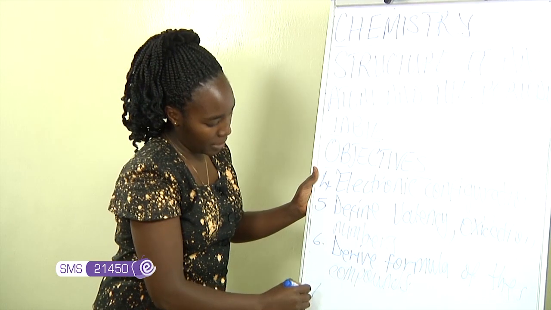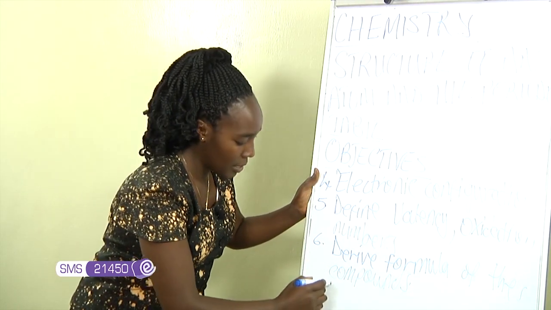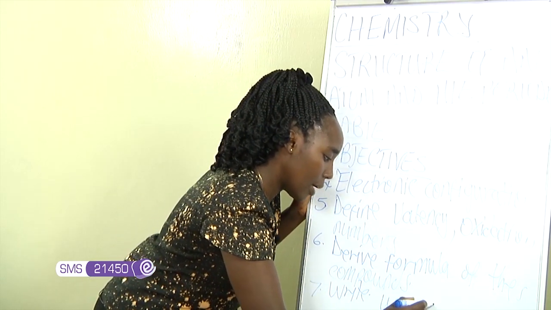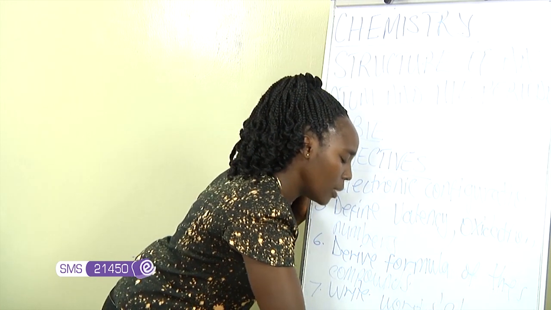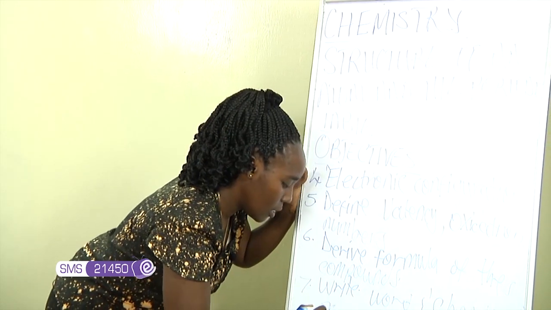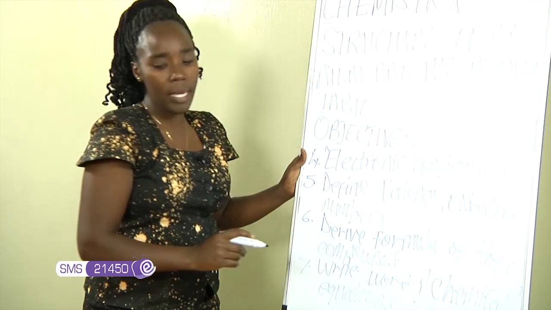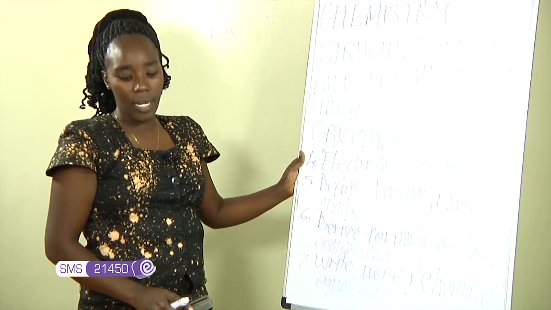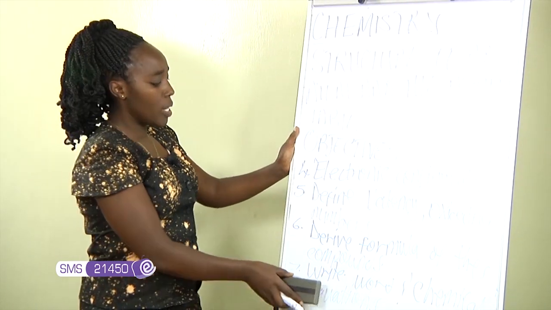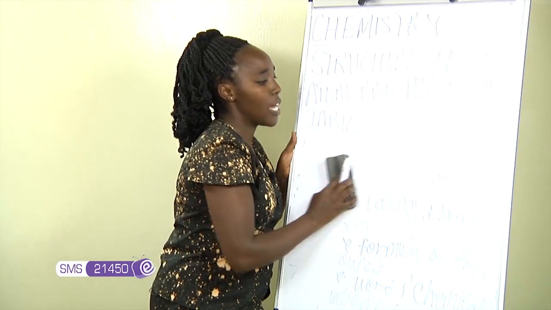And finally, number 7, we also need to have understood or be in a position to write word and chemical equations, which should be written and be well balanced depending on the valences that we will have learned from the topic. So in total, that is simply what we'll be learning about in the structure of the atom.